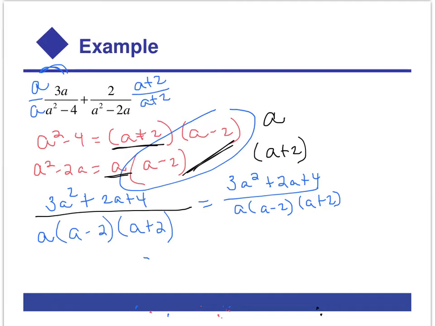Now you can't leave that. You need to see if we can factor. The 3a squared plus 2a plus 4 will not factor, so we are done. So that helped us out a lot.